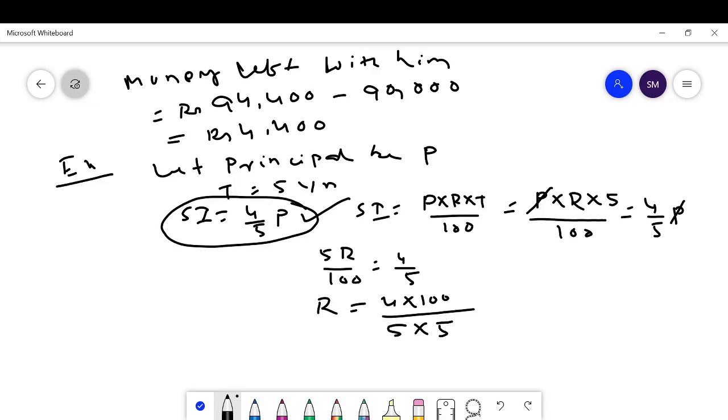Here the 5 is at the numerator, then it goes to the denominator. When you take it to the right side, 100 is at the denominator; it goes to the numerator. 5 goes to the denominator. Then 5 cancels 20, then 5 cancels 4. You get the rate of interest is 16%.